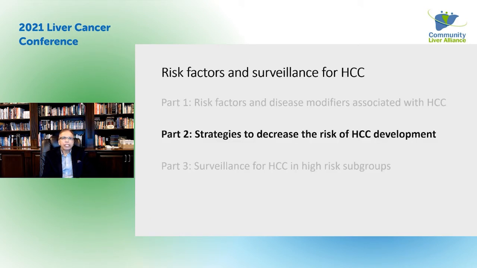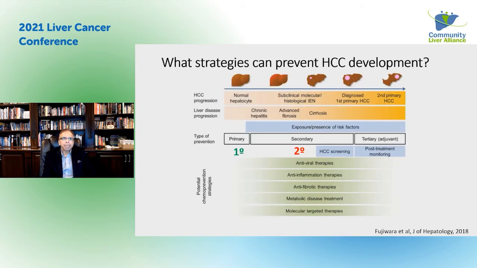Let's talk about strategies to decrease the risk of HCC development. Next slide. So, as Dr. Monga indicated, if you look at the top bar, normal hepatocyte moving along with subclinical molecular histological neoplasia. Then you have diagnosis of primary HCC, and then there is secondary HCC. And this correlates with liver disease progression from chronic hepatitis, advanced fibrosis, and cirrhosis.